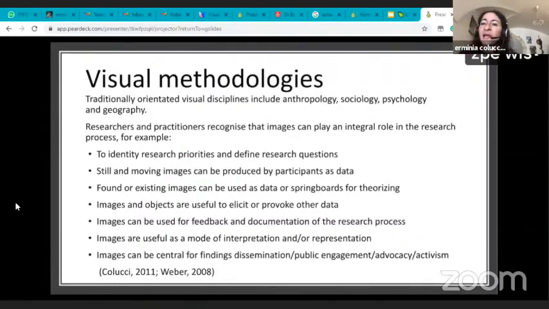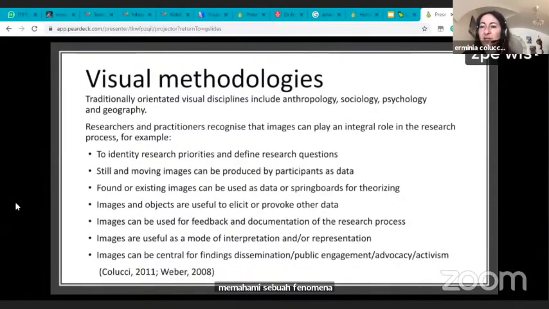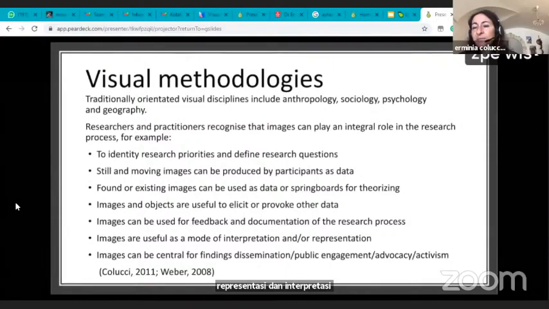Images can also be used for feedback as well as for documenting research processes. So we have some kind of documentation about what happened in the field. And often when we do fieldwork, we already are doing that. We take images to document what we have actually done. They can also be used for interpretation and representation, helping us to interpret data we may have collected using another kind of methodology.